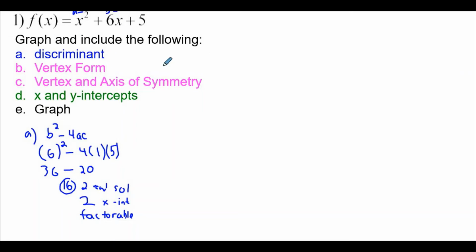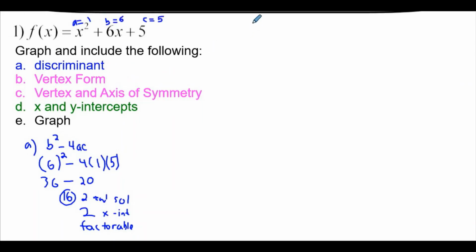Let's talk about putting this in vertex form. So to put this in vertex form, remember, we're going to complete the square. To do that, let's take a look at how to do that.